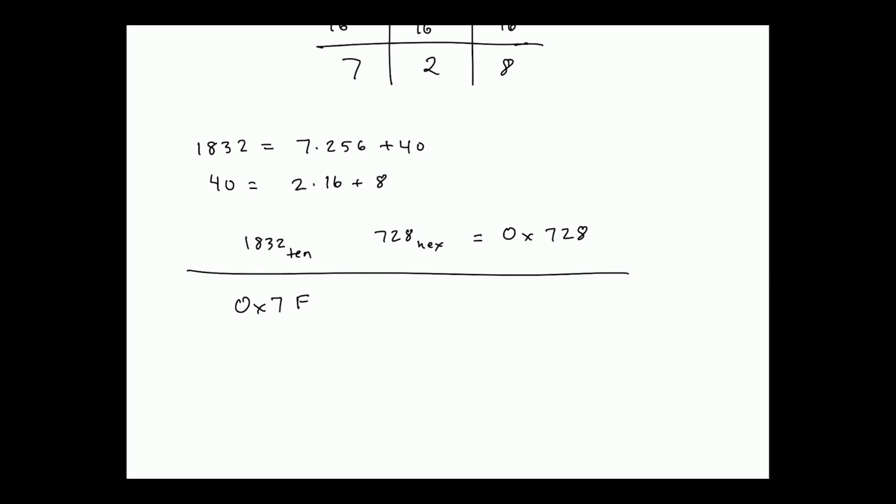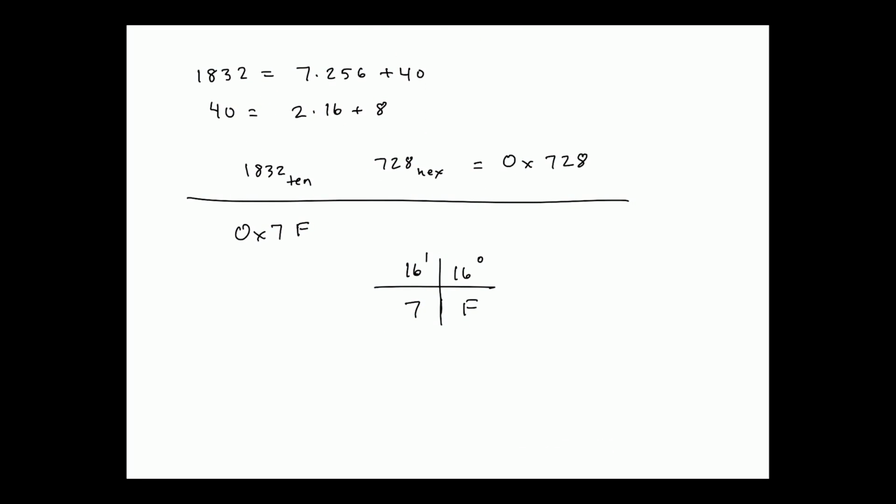Okay, so if I want to figure out what value this represents in base 10, basically I need to do the reverse process of what we just did up above with 728. So what do I have here? I have my 16 to the zeroth position, so my ones place. And so I just need to say, all right, this is equal to 7 times 16 to the first plus F times 16 to the zero. That's the exact same way that you decoded 1832, 1,000, 800 and so on. It's just, what's the base this time?